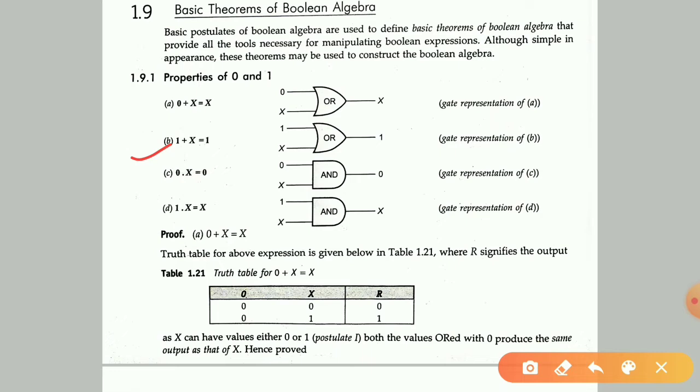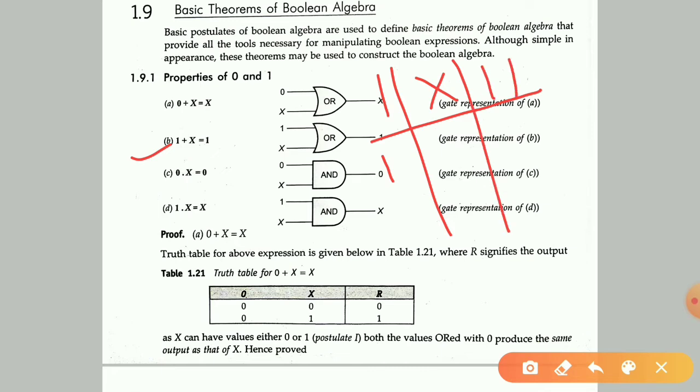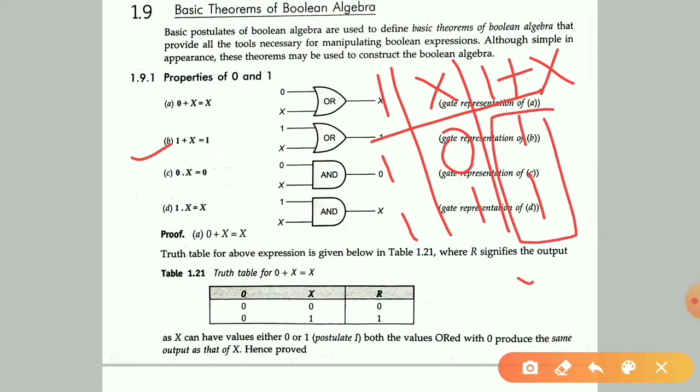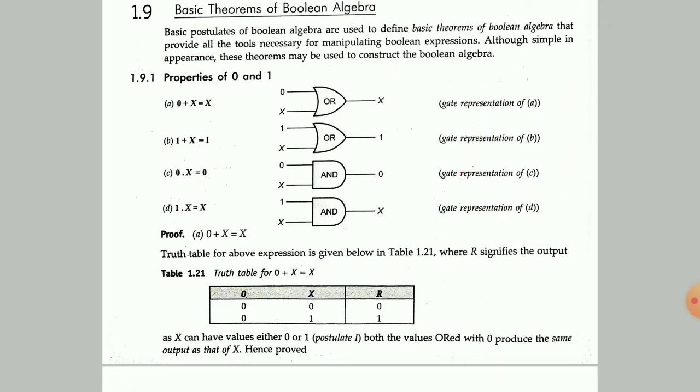Now come to the next relation, point number B, that is 1 plus x equals to 1. Let me explain this with the help of a truth table, with 1, x, and 1 plus x. If we calculate 1 plus 0, it gives 1. If I calculate 1 plus 1, it gives 1. So you can see that whenever it is calculated, the answer is only 1. That's why 1 plus x equals to 1.